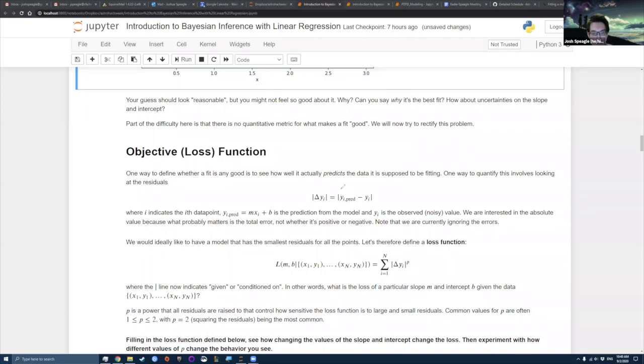In other words, when we're looking at the difference between the predicted value from our line, this again is like mx plus b, and we're comparing it to the actual value, we would like a model that gives small errors on that prediction. And probably ones that give smaller errors are better than ones that give larger errors.